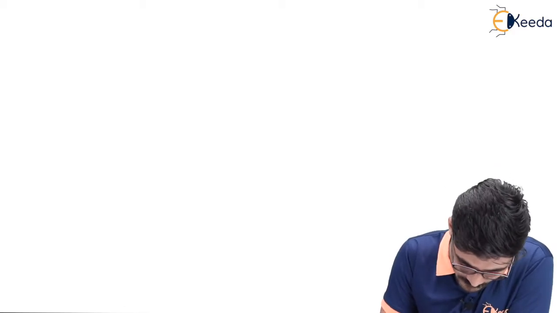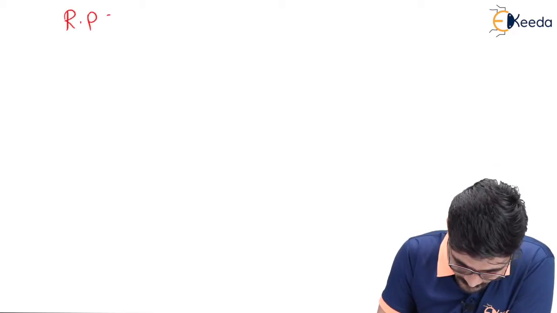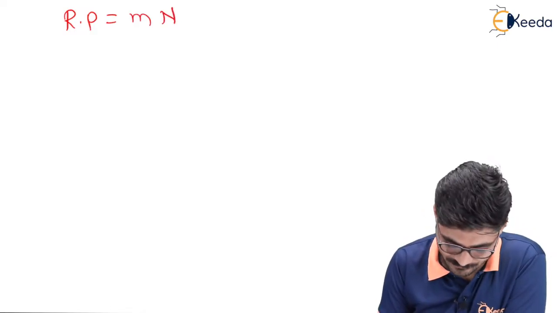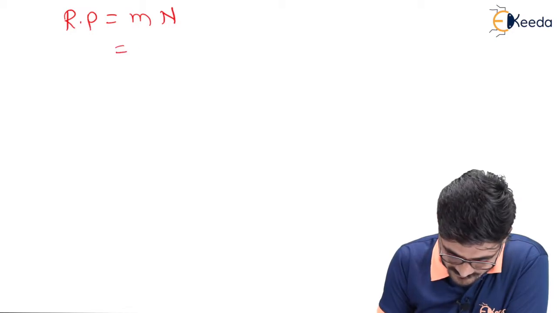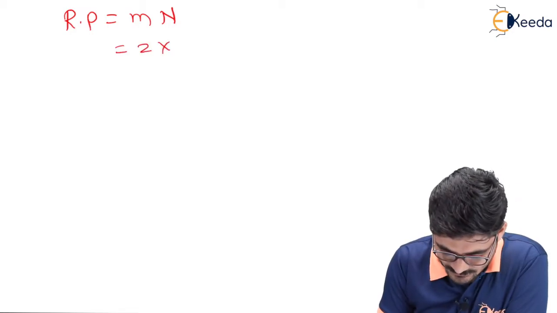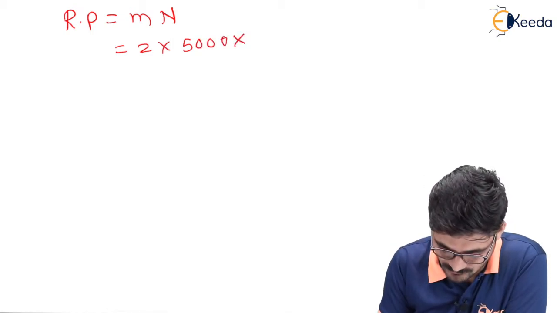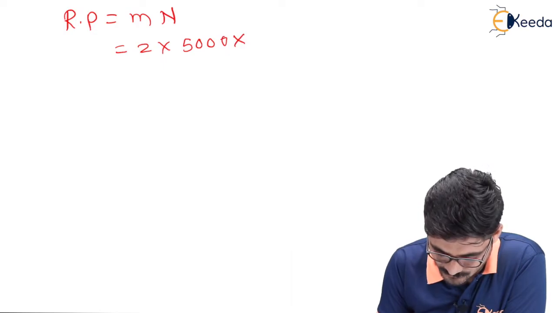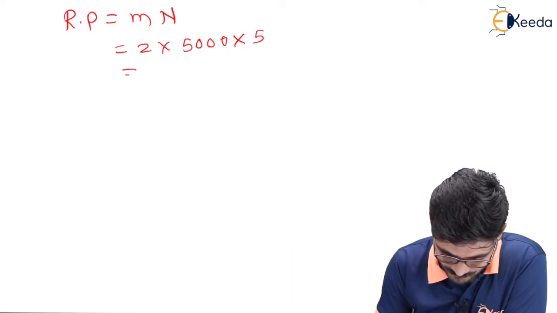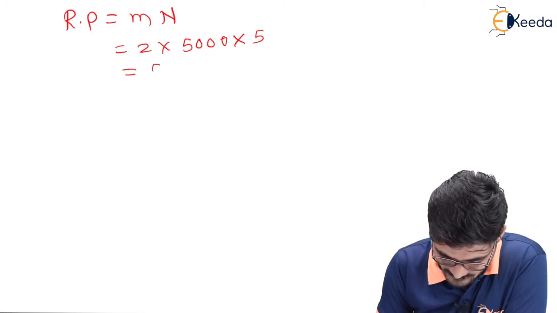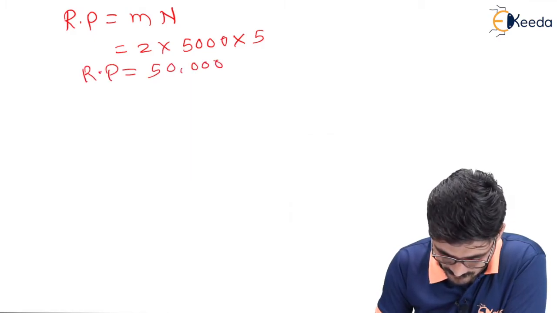So how to find it? Let's have the resolving power, which is also given as order into number of lines. So the order we have is 2, and what is the number of lines? That is 5000 in 1 centimeter. So total lines will be 5000 into 5. So you will have 5000 into 5 into 2, that is 50,000 in total. This is your resolving power.